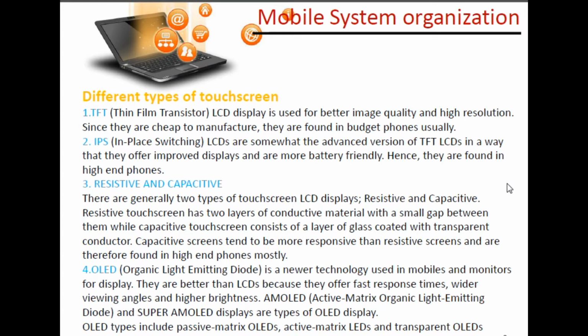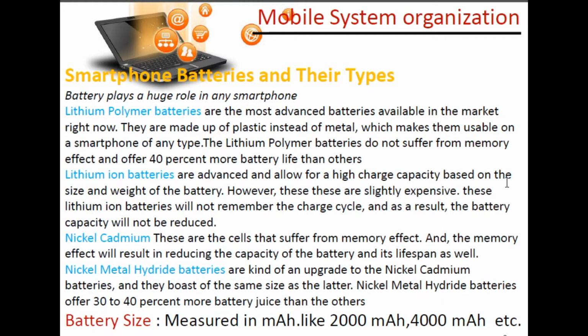AMOLED, which is active matrix organic light emitting diode, and Super AMOLED display are types of OLED display. So underline this one, students: AMOLED and Super AMOLED displays are types of OLED display. OLED displays include passive matrix OLED, active matrix OLED, and transparent OLED.